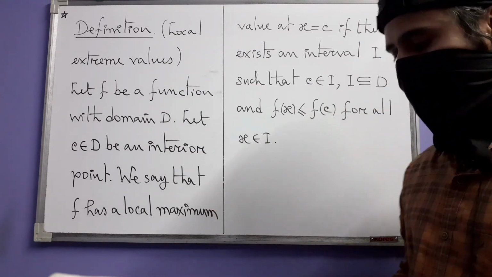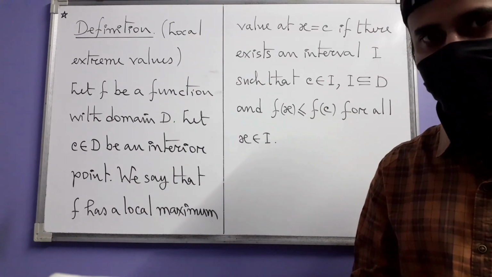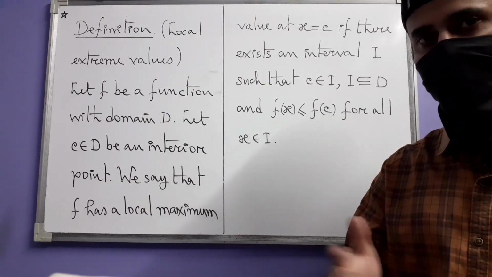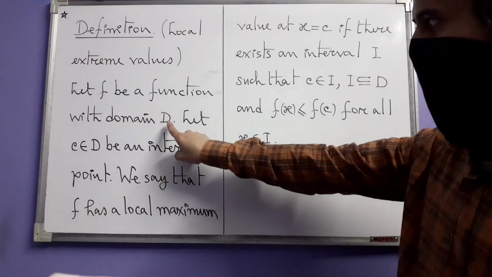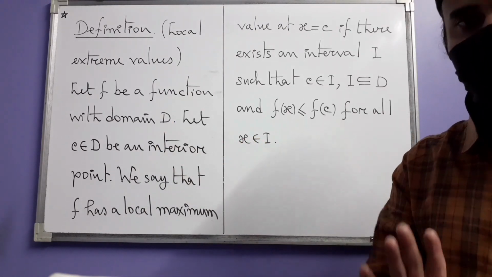So a local maximum is like a local champion in something as opposed to a global champion, where D is the entire world. Say you are thinking of a strongman championship.